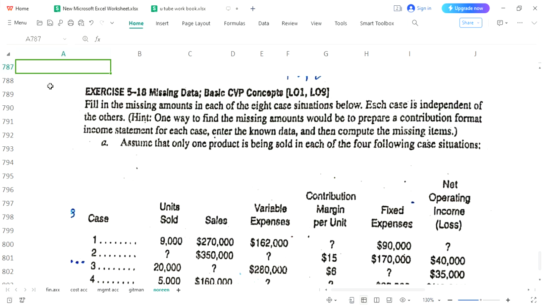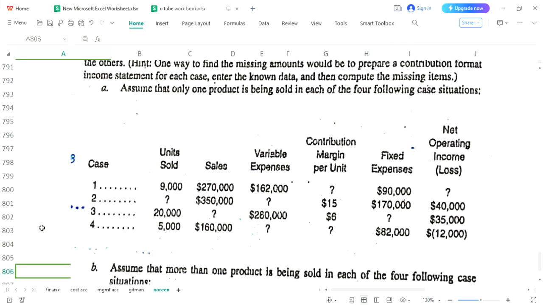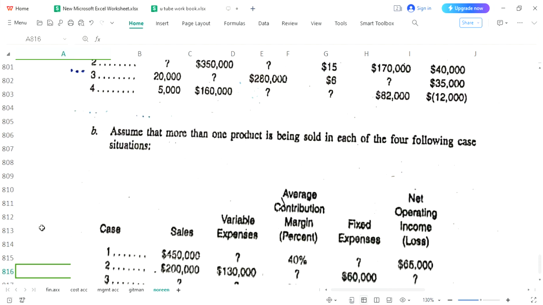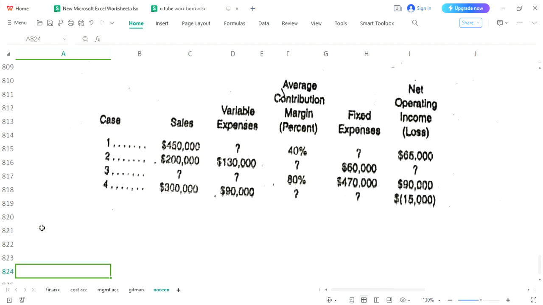Today's target is to solve question number 5.18, and the chapter is cost volume profit analysis, CVP. Here you can see it's a basic concept cell, and we are going to calculate our missing data. Some explanations are given in the question. You have several income statements present over here. Look at the volume of the question. It's not ending, and yes, this is the end.